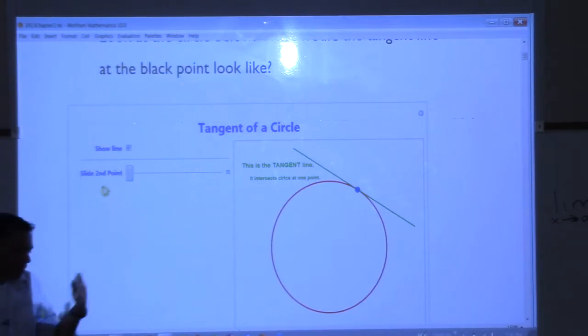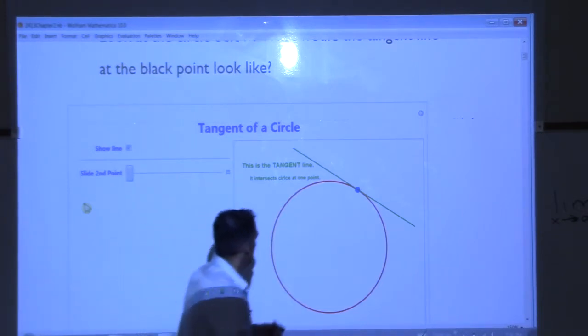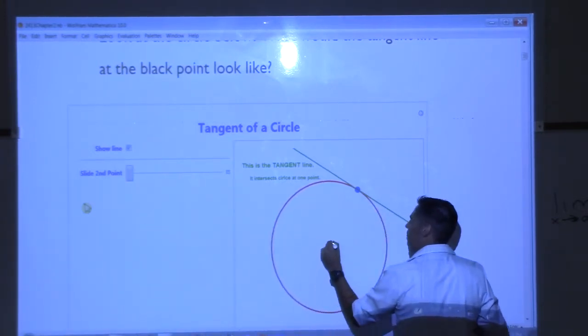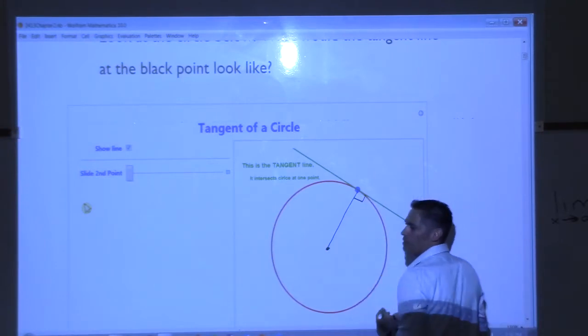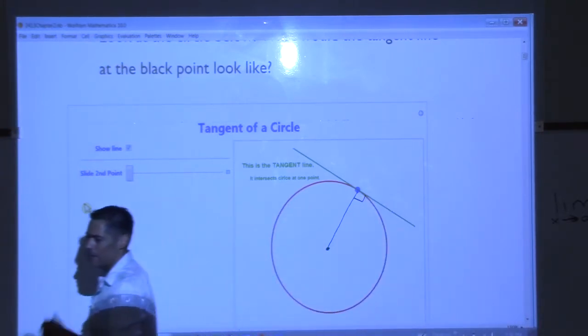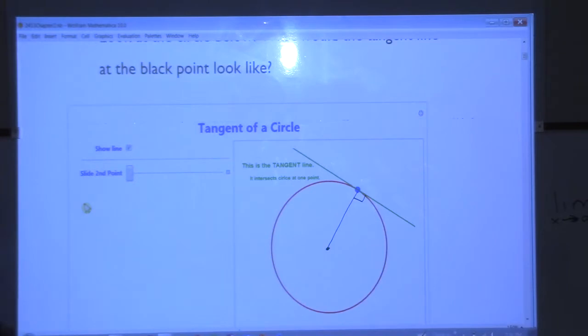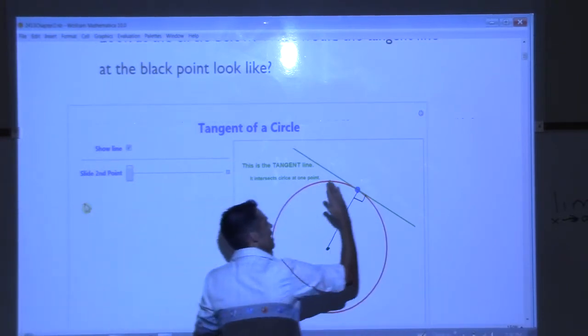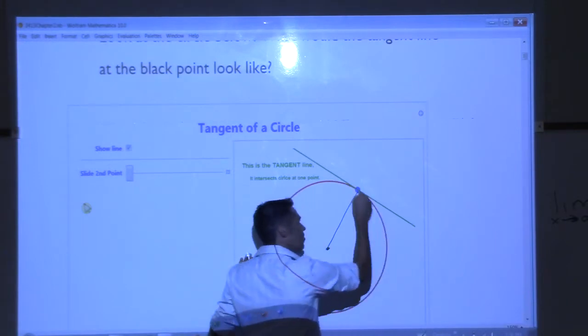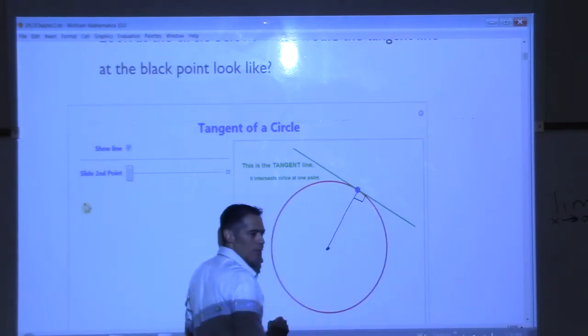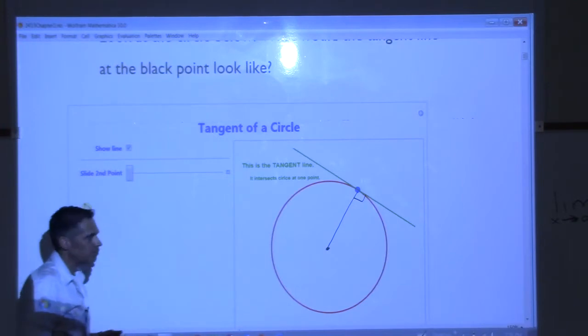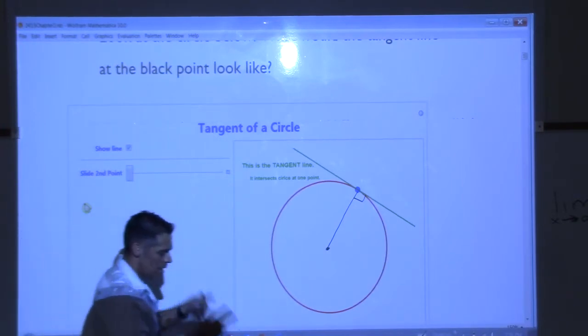Now with circles, there's something really special, and that is if you go from the center out to that point, that's orthogonal, that's 90 degrees. But that's only if you have a circle. What we need to understand is that that line is kind of just balancing on that curve and passing through one point. All right? That's our notion of a tangent line.